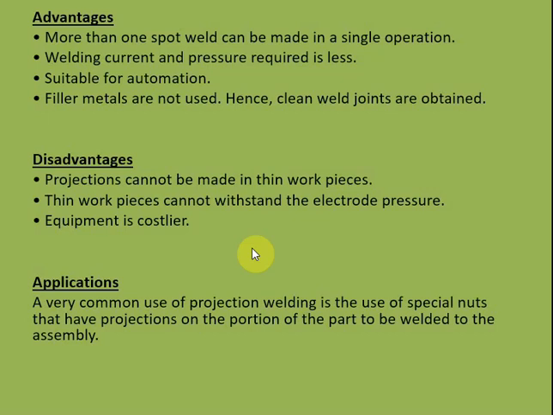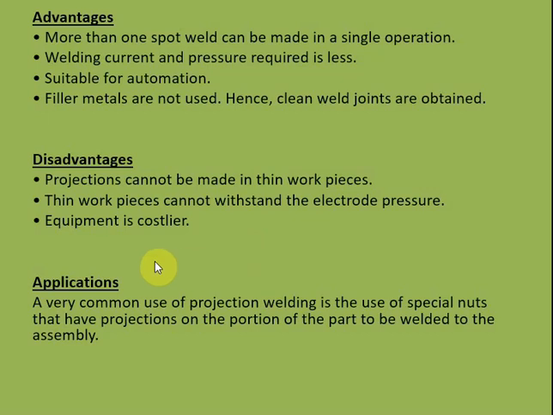Usually projection welding is used for special nuts that have a projection at the portion of the part to be welded to the assembly. That means, suppose you want to fix a nut over a flat plate, then some special kinds of nuts are available which have a ready-made projection. So you can keep the nut over that flat plate and apply projection welding, so that only those projection spots get welded to the flat plate. This is one of the applications.